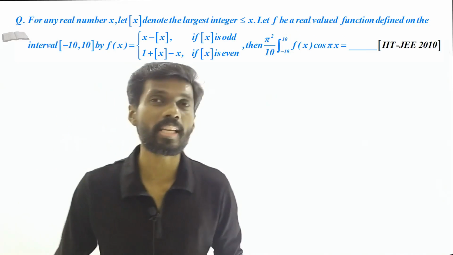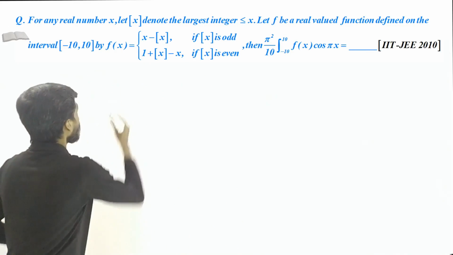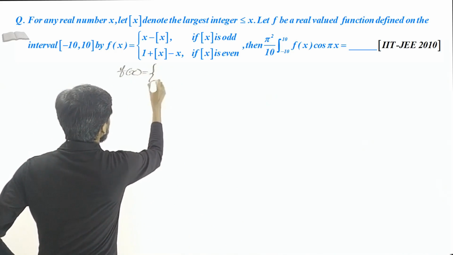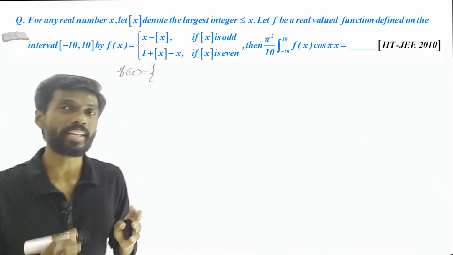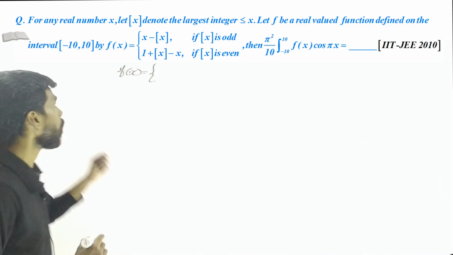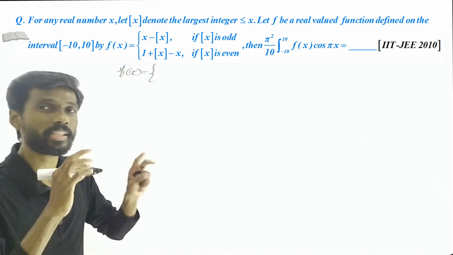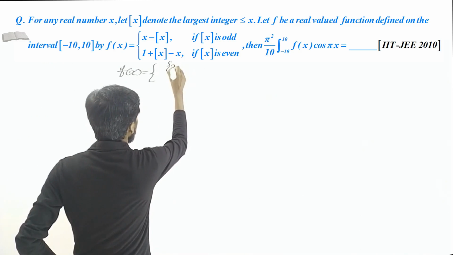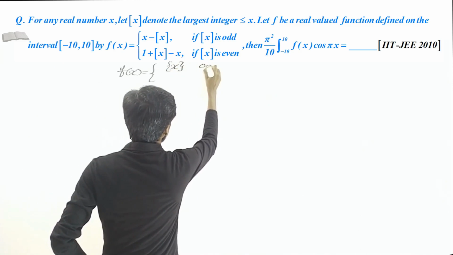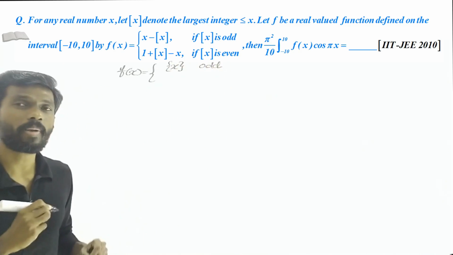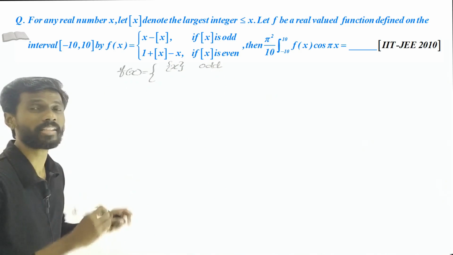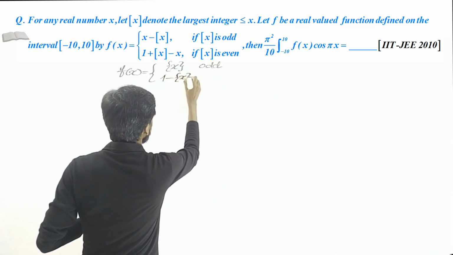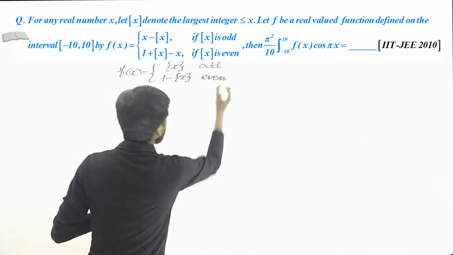Here the function f of x is given in terms of the greatest integer function. So let us write the function. The function f of x is given as x minus integer part of x, for odd values of x. What is x minus the greatest integer function of x? That is the fractional part function. So that is for odd values. And similarly, 1 plus integer part of x minus x, so that is 1 minus fractional part of x, for even values. Okay, so this is the function.